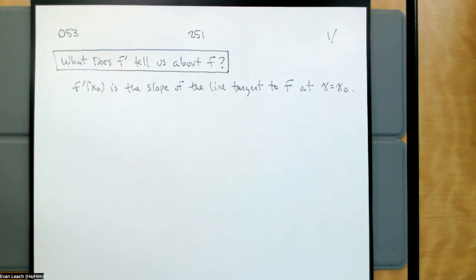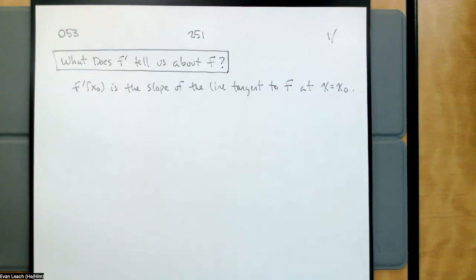Today, we want to talk a little bit more about this derivative and what we can do with the derivative. Right now, our primary motivation is just to find the slope of the line tangent to a function at a given point. This is the one thing that we have for the derivative. But we want to find out some more things.